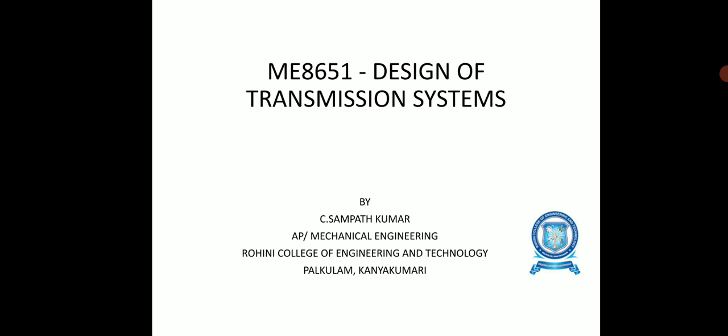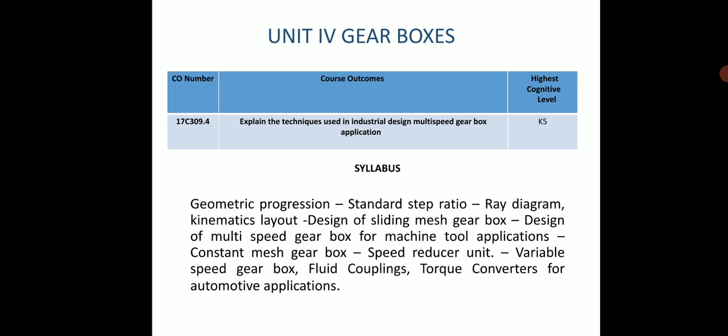In this video, we are going to discuss the subject ME8651, Design of Transmission Systems. In this video, we are going to discuss Unit 4, Gearboxes. For this, the CO is 17309.4 and the outcome is to explain the techniques used in industrial design and multi-speed gearbox applications, and the highest cognitive level is K5, which comes under evaluating.